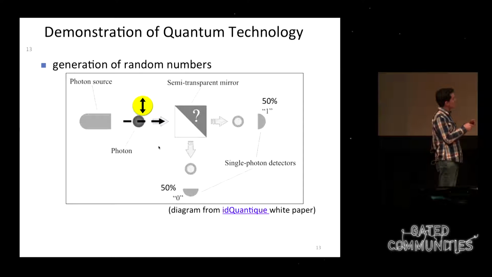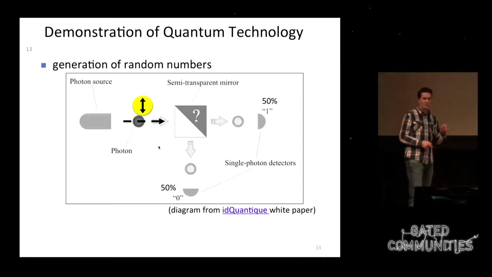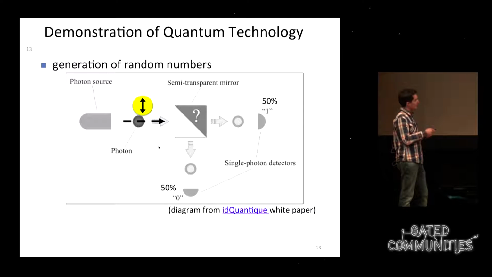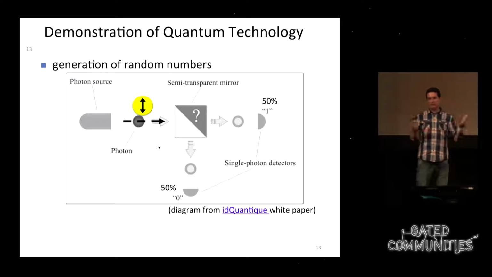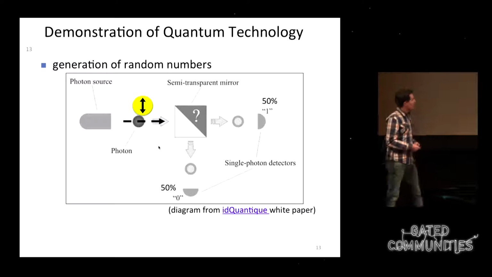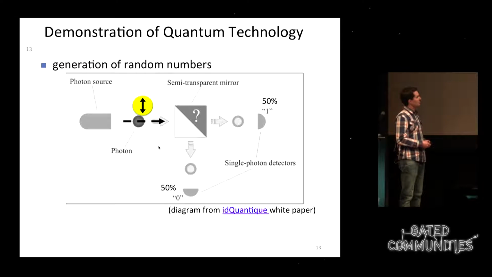This semi-transparent mirror lets the photons either go through to this side or be reflected to the other side. And this should happen roughly with probability 50%. Here are some photon detectors that detect which side they took. And then there's some classical post-processing. And in the end, you end up with random numbers.